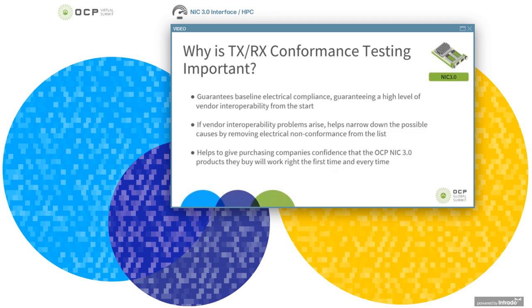Finally, it helps give purchasing companies confidence that an OCP NIC 3.0 card that they buy will work right the first time and every time in their server to fulfill their needs.